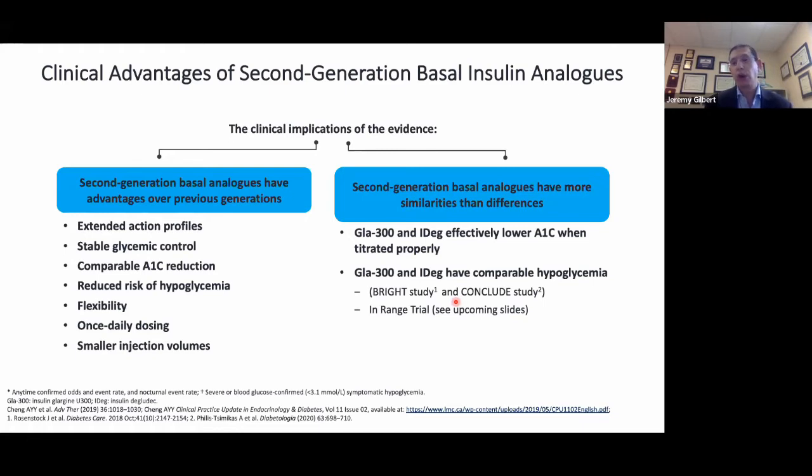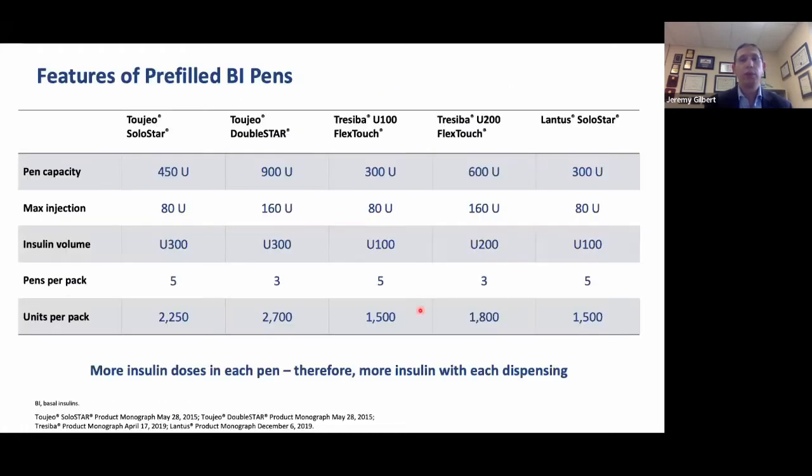The most recent trial to this is the ENRANGE trial, which was presented only a few weeks ago and then subsequently at the American Diabetes Association meeting last week. And I have included some of that trial data for you for this webinar.